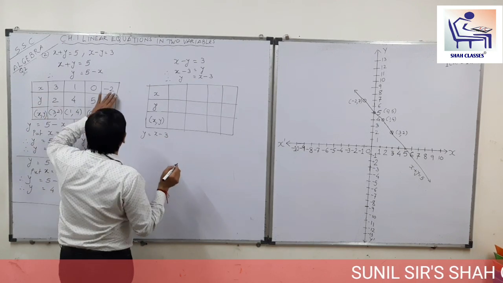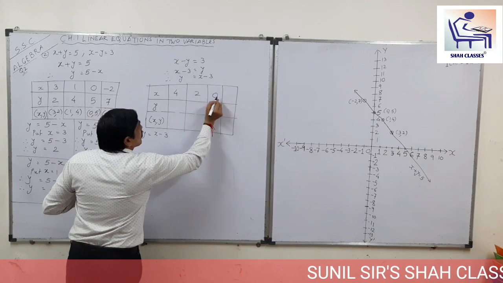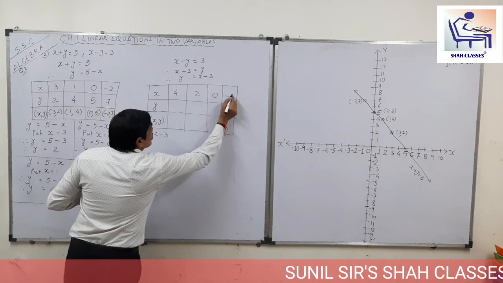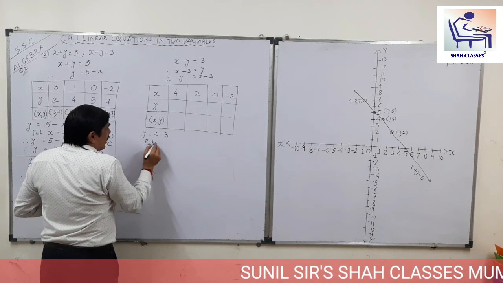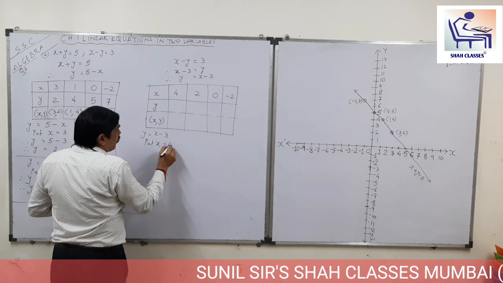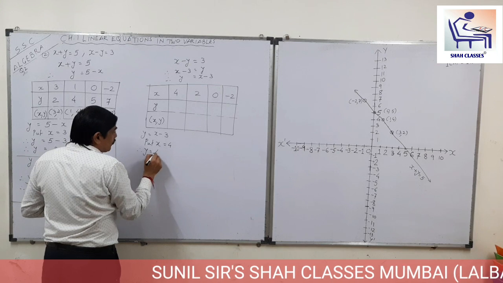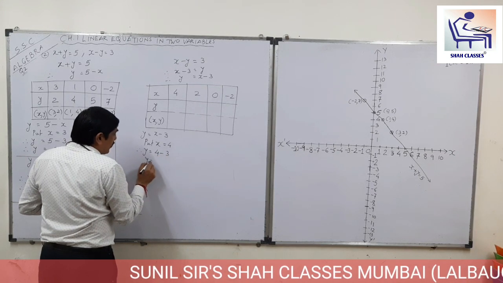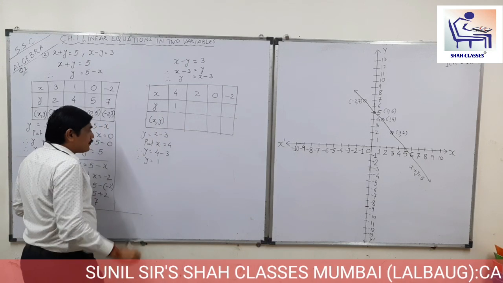Once again we can take any 4 values. So I will take 4, 2, 0, minus 2. Here I will put the value, put x is equal to 4. This is the first value. Y is equal to 4 minus 3. Therefore y is equal to 1. So you got the value 1.